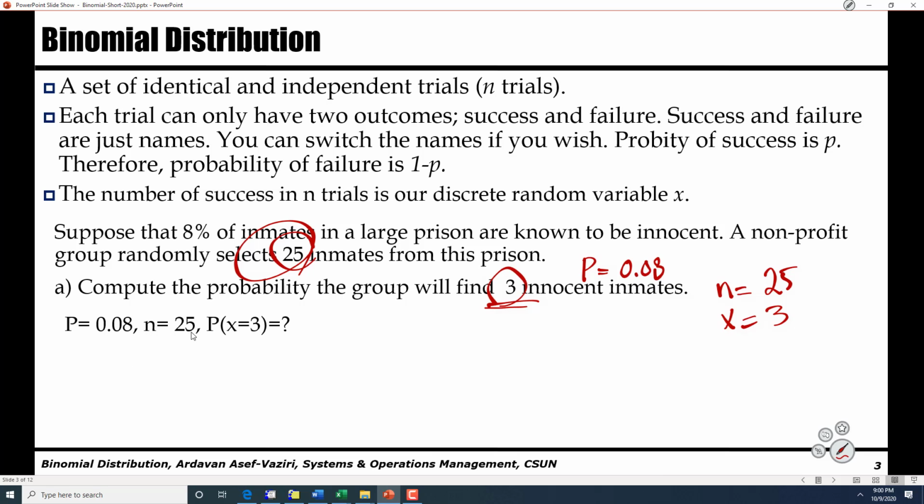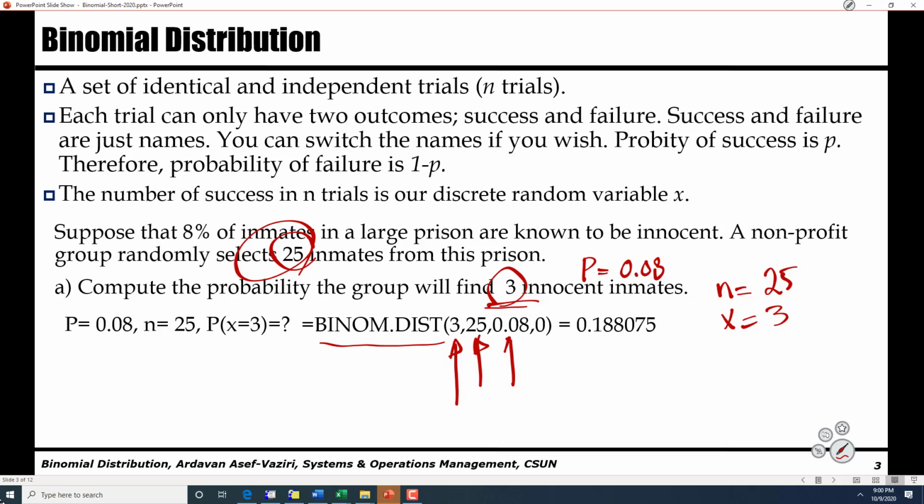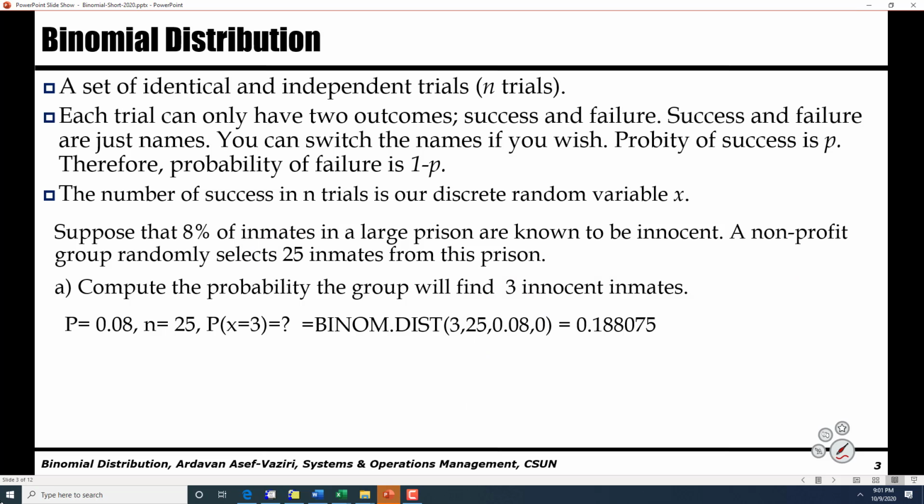p equals 0.08, n equals 25, probability of x equal to 3. We will use an Excel function, binomial distribution: 3, 25, which is the number of trials, the probability of being innocent, and 0 means exactly 3. If instead of 0 we put 1, that means less than or equal to 3. But here it means equal to 3. We use the formula and we get something around 20%.